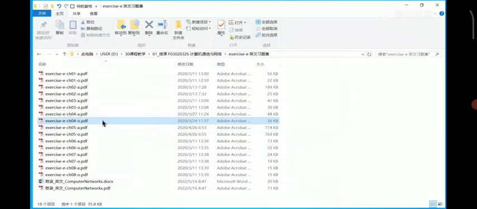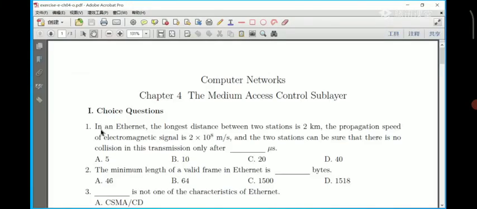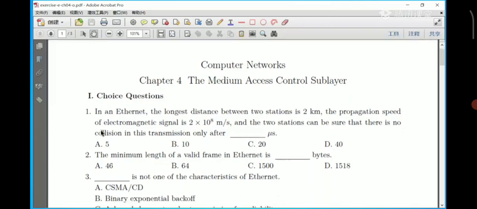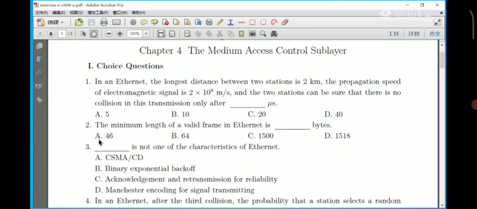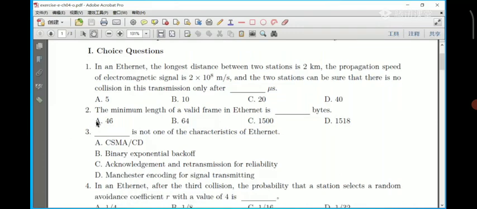Okay, then we will continue to review the next chapter. Chapter 4, the Medium Access Control Sublayer. This kind of question is very easy. The minimum length of a valid frame in Ethernet is 64 bytes.